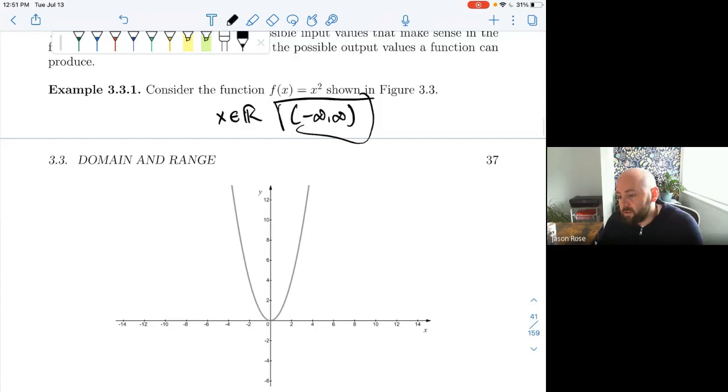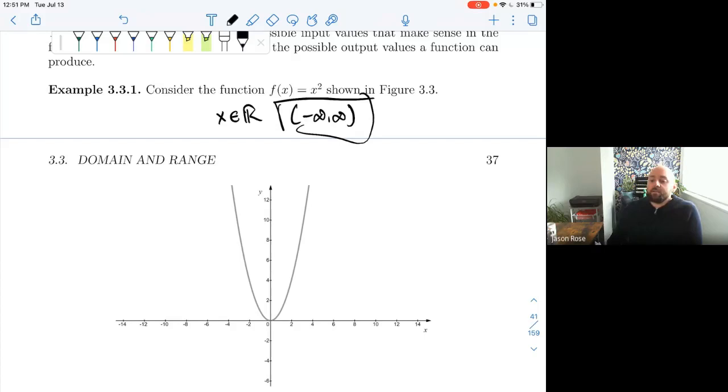What's my range though? Someone pop the range in the chat or unmute if you want to say it. So another way again to think of domain and range: domain is all the possible inputs, range is all the possible outputs. Can I get anything out of it?